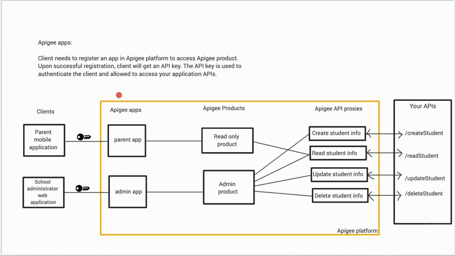So in this case, we have Apigee apps, products, and API proxies. Within the API proxies, we will have multiple API policies.